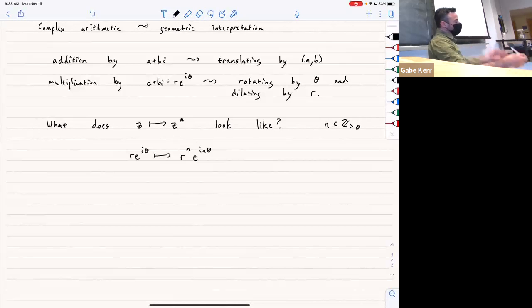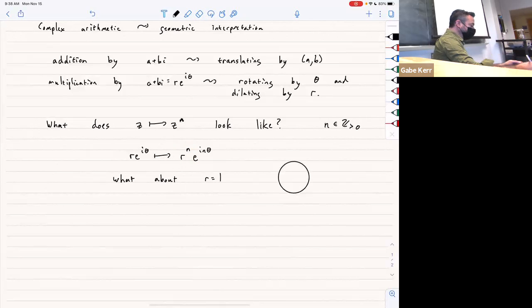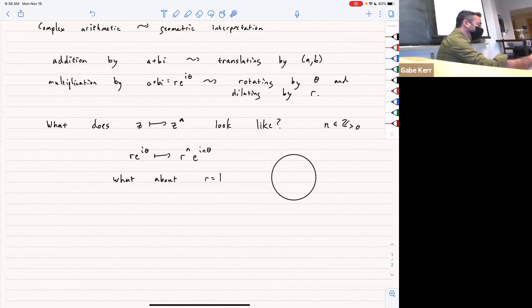So, ignoring this factor, let's say r is 1. What happens here? If r is 1, we've got a unit circle. All the complex numbers where r is 1 form just a unit circle. So the only parameter that matters there is theta.